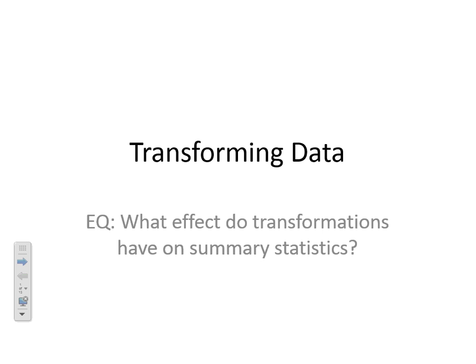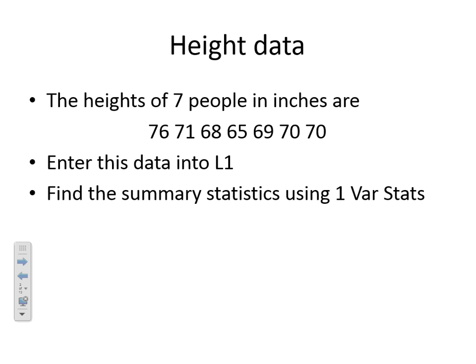If we look at some data on the heights of 7 different people: 76 inches, 71 inches, 68, 65, 69, 70, and 70. If we put this data into, for example, your calculator in list 1, you're going to find the summary statistics. That's what I mentioned before. That's what you're finding when you use the one var stats, all that different stuff that it tells you about the data. So let's go ahead and do that very quickly.